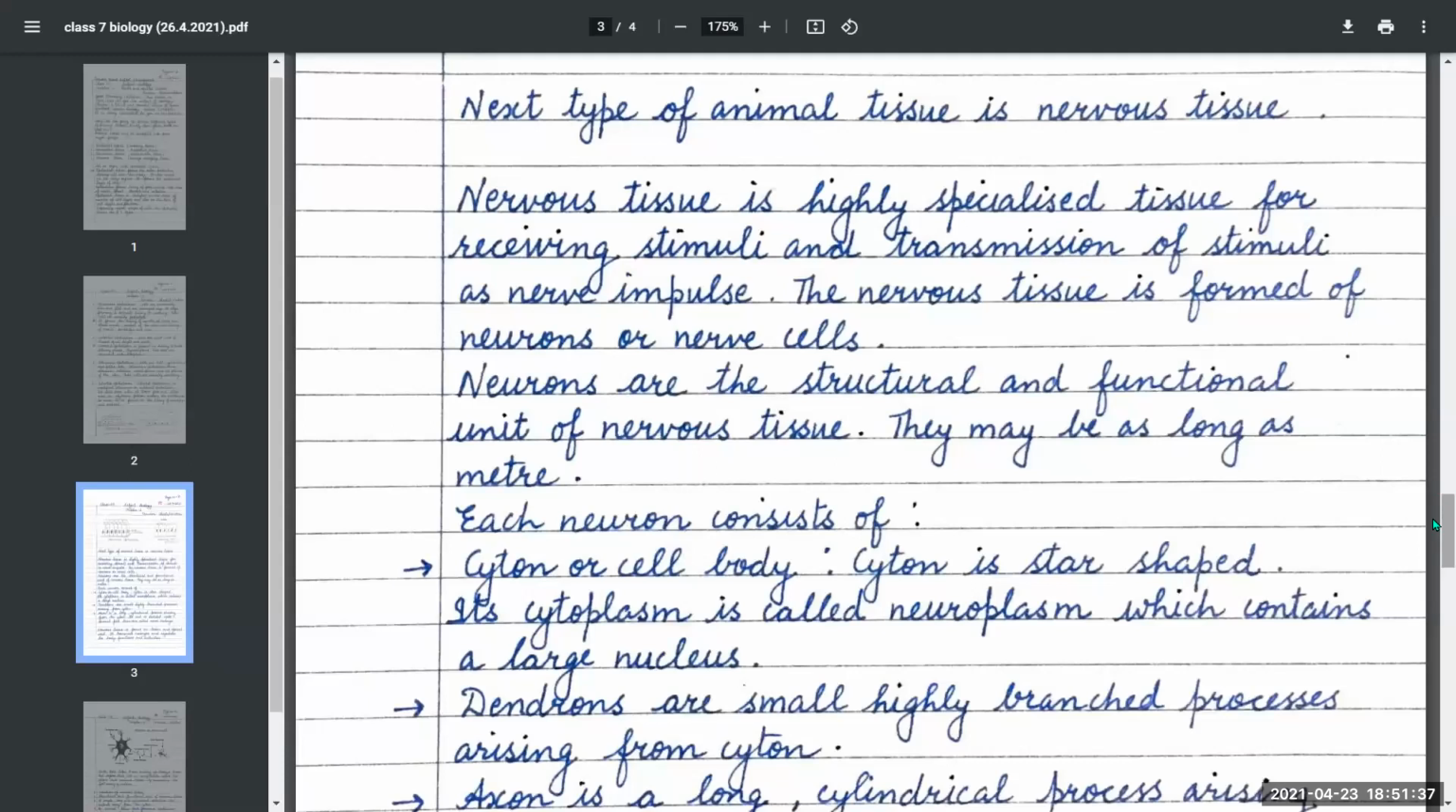Now children, next type of animal tissue is nervous tissue. Nervous tissue is highly specialized tissue for receiving stimuli and transmission of stimuli as nerve impulse. The nervous tissue is formed of neurons or nerve cells. Neurons are the structural and functional unit of nervous system. They may be as long as a meter.